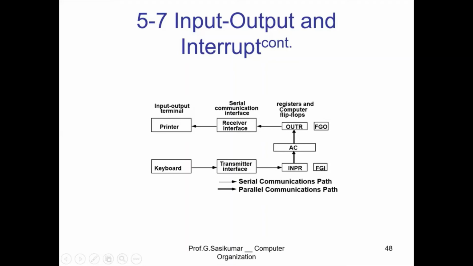Keyboard is used for input when you type hi or something. So there will be an interface called the transmitter, and another interface called the receiver. The transmitter will send to the register. That register is the input register, and the accumulator will add the number of requests coming from the CPU control unit. And it will transfer to the output register.